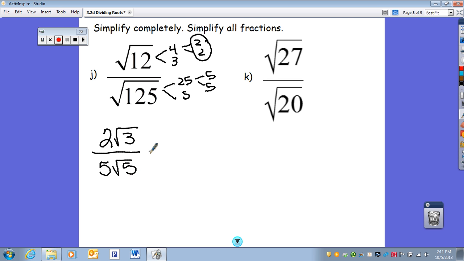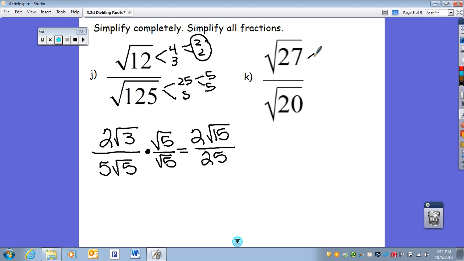But we still have to simplify by rationalizing the denominator. We need to multiply both the top and the bottom by the square root of 5 to get rid of the radical in the denominator. So we have 2 times the square root of 15. Since the 3 and the 5 are both radicals, we can multiply them together. And then we have 2 5's, so we're going to multiply those. It would be 5 times 5, which is 25.